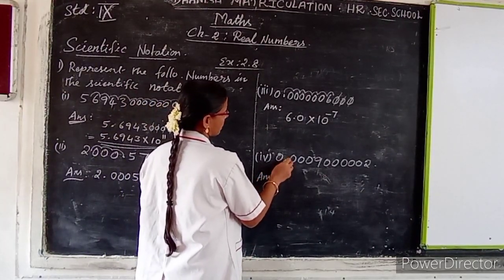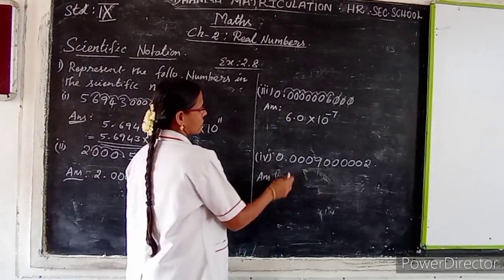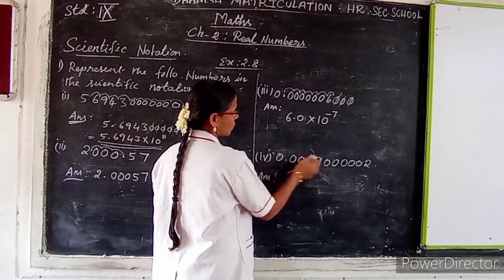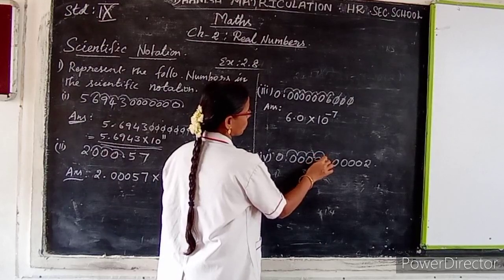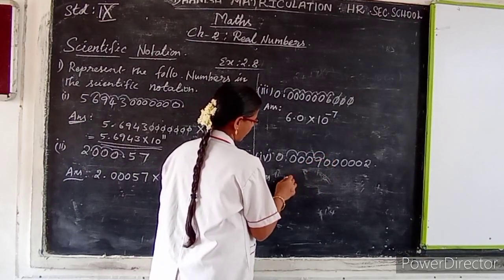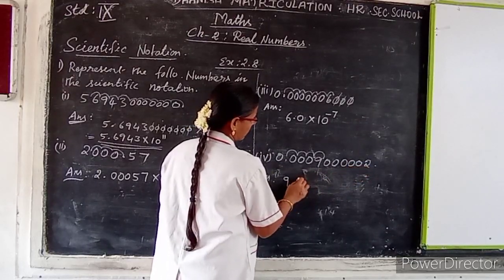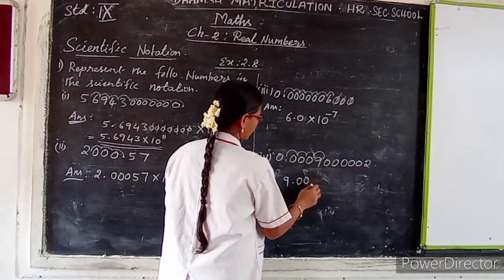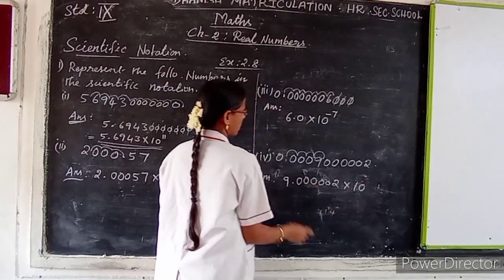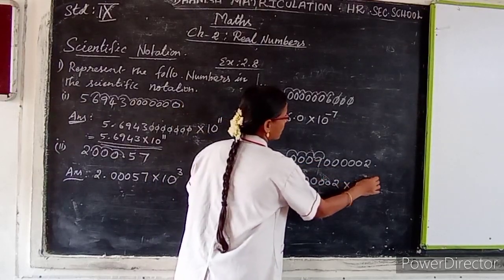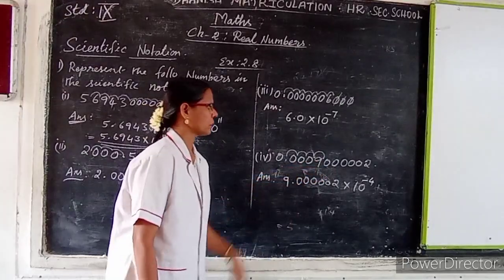Here only our decimal point, here only our first non-zero digit. So we just move the decimal point from here to here. How many places? 1, 2, 3, 4. So this number can be written as 9 point, here one digit is there, so 0, 0, 0, 0, 0, 2 into 10 to the power 1, 2, 3, 4, minus 4, because to the right only we move.